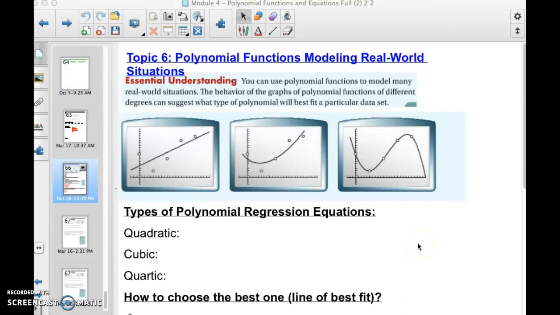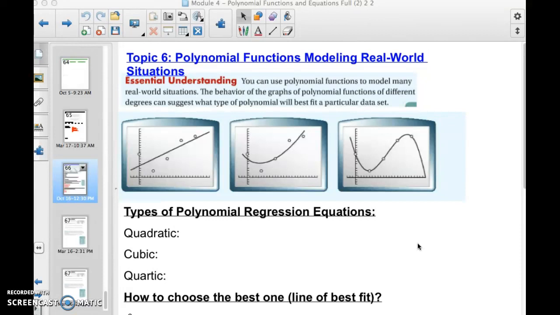Topic 6 has one objective. We're going to model polynomial functions in real-world situations. So in this video, we're going to look through three different types of polynomial regression equations: quadratic, cubic, and quartic. And we're going to pick which one is the best line of fit based off of the R squared value, which is the correlation coefficient. All right, so just preferencing that.